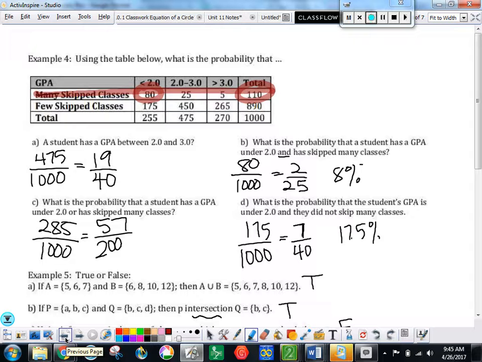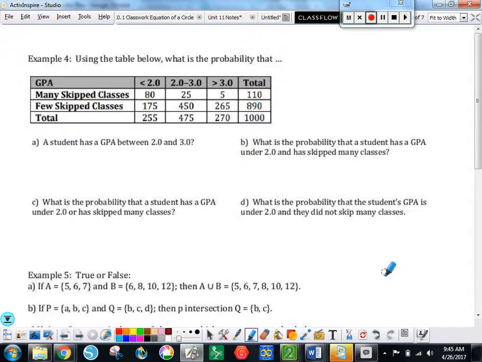Looking back at the example we saw last time, where students had skipped classes and their GPA, we found that there were 80 out of the 1,000 that had a low GPA and skipped classes. And there were 175 out of the 1,000 that had a low GPA and didn't skip class. And we said, well, it doesn't really make sense if there's so many fewer here than there are here. Why does that work? Remember what we said? Why is the 80 less than this one? You remember?